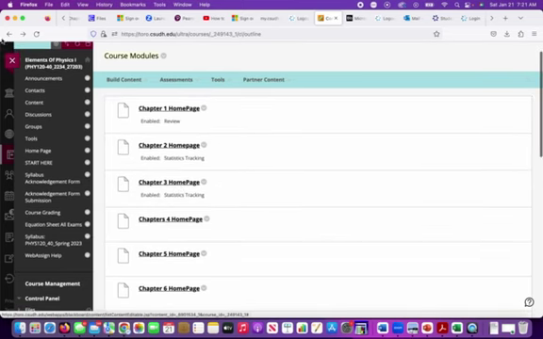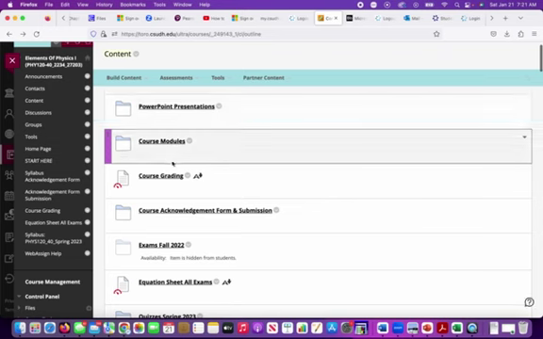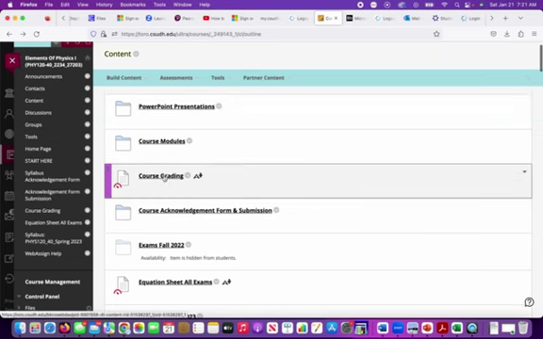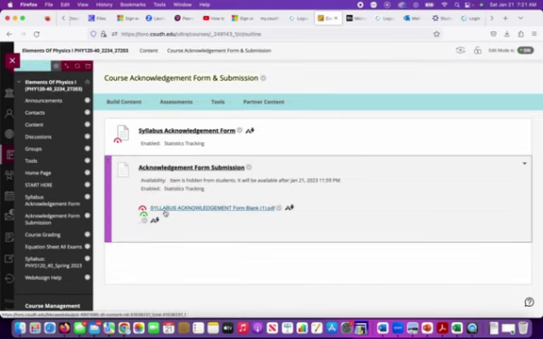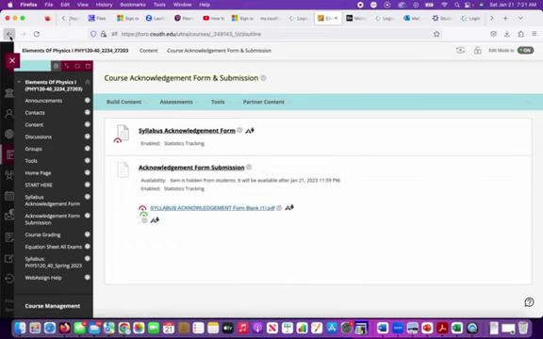And one more thing is course grading. I will share this with you. This one here is very important. It is called course acknowledgement form and submission. I want you to read the syllabus carefully, and then you are going to use this submission link to access, sign the form and submit it. I will show you also something about this.